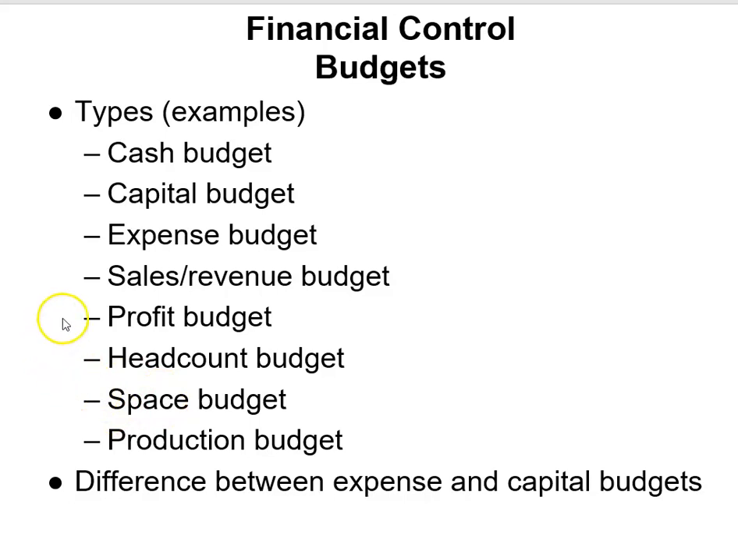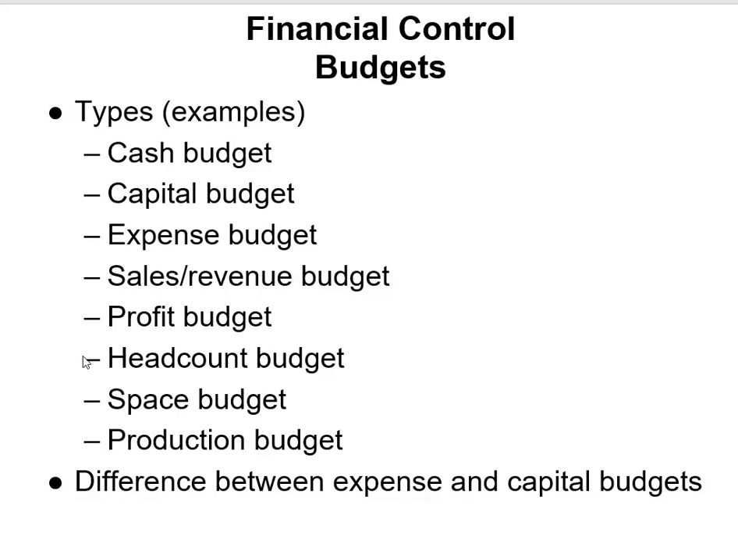Now, we tend to think of spending money, but I might have a revenue target for sales. How much money am I going to make? How much money am I bringing in? I'll have a profit budget. What's my net expected net income for the year? Headcount. How much staff can I have? Can I hire more? Can I not hire more? I have to keep to it.